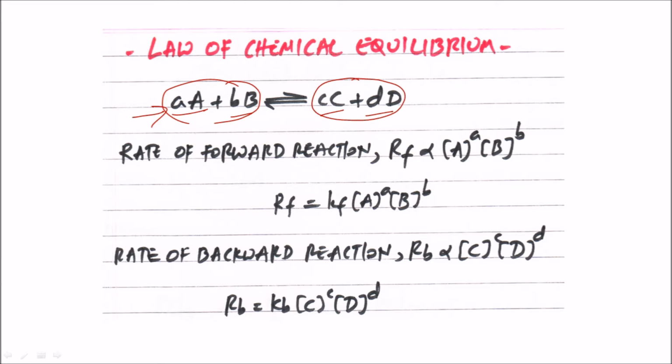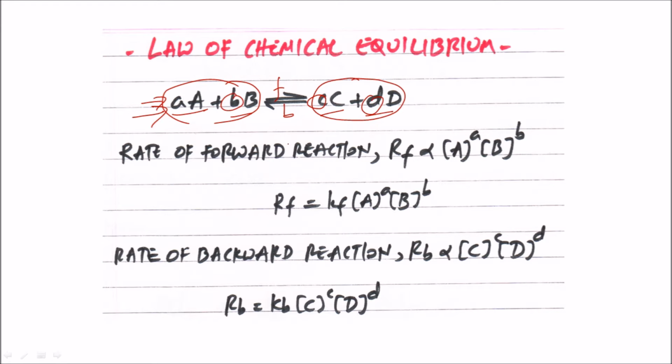So here we have the small letters a, b, c and d. These indicate the stoichiometric coefficients, right? That many moles of reactants and products. If we take this equilibrium, we can easily write the rates of the two reactions, right? As you can see, we have a forward reaction and a backward reaction.